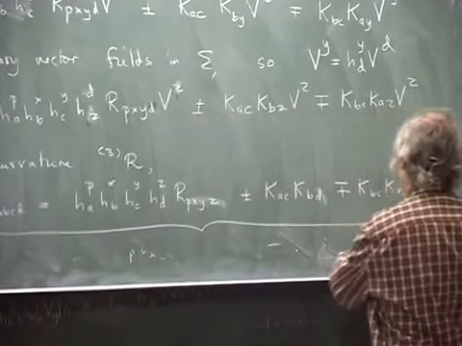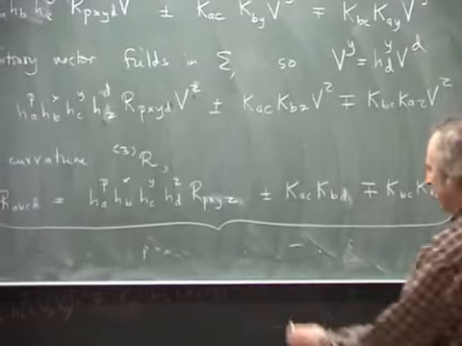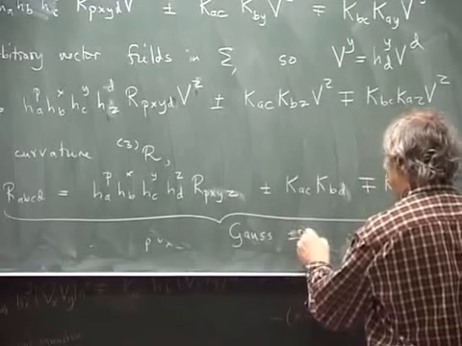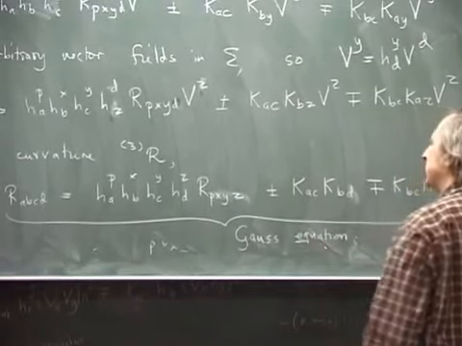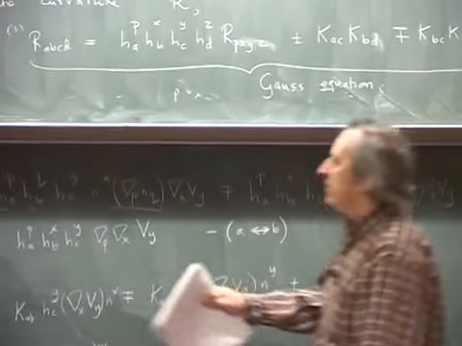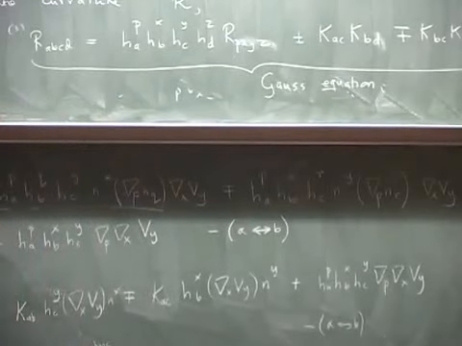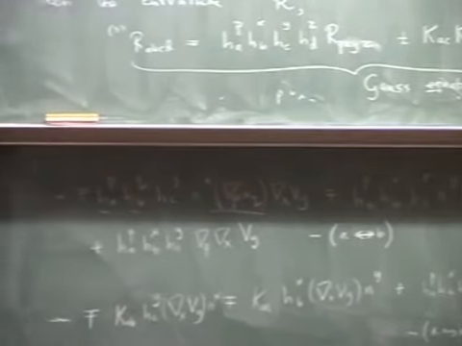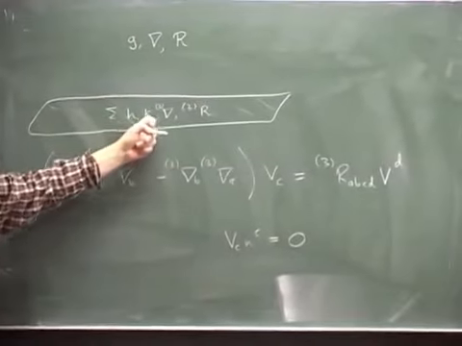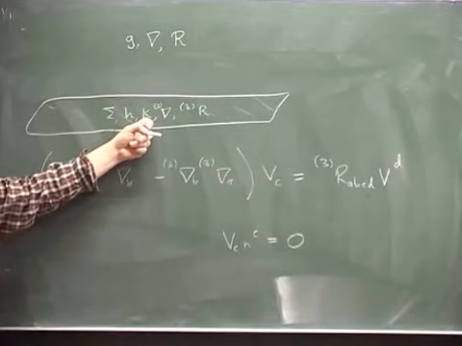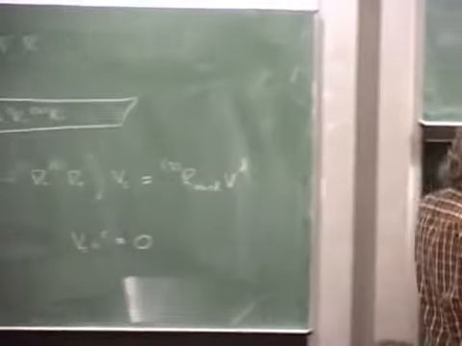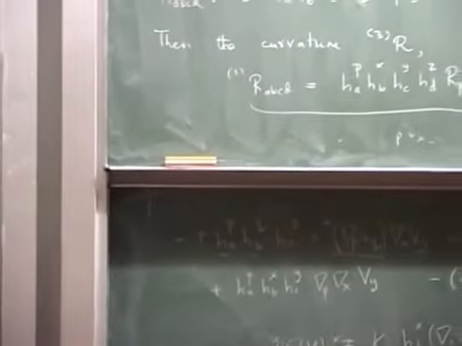This equation is sometimes called the Gauss equation. So it tells you about the curvature of this surface here in terms of the curvature of the space-time in which it is sitting and K, which tells you about how the surface is embedded in the space-time. So this is a deep and useful result.